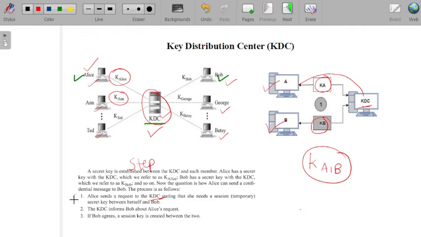So what are the steps? Let's revise. First of all, Alice will send a request to the KDC to create a temporary session secret key between herself and Bob. Now the KDC will inform Bob about Alice's request, and whenever the request is accepted, Bob will agree to it. Then the session key, KAB, will be generated between both users. That is the method of the key distribution center.